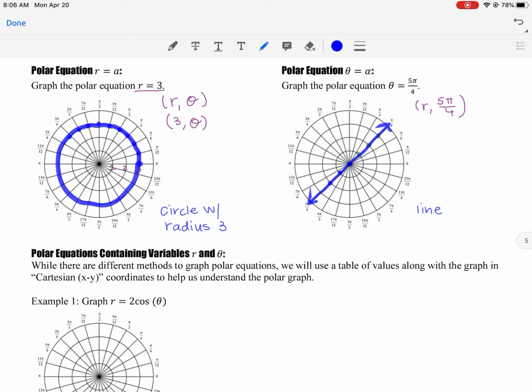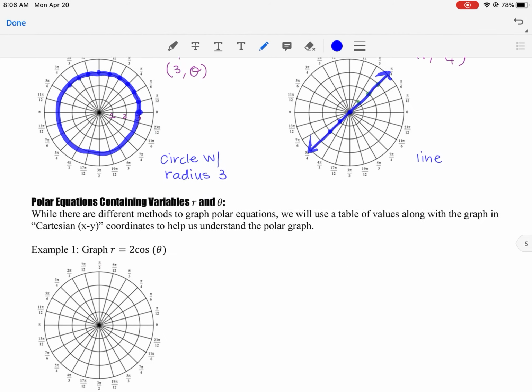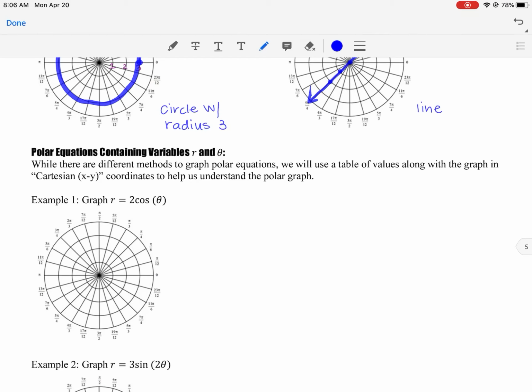We're now going to look at things that have both an r and a theta. There are different methods to graph these, but I think the easiest for us is to come up with a table of values. If we can understand what it looks like in the Cartesian plane, like x and y with r and theta, then we can translate that to what it looks like in the polar plane.